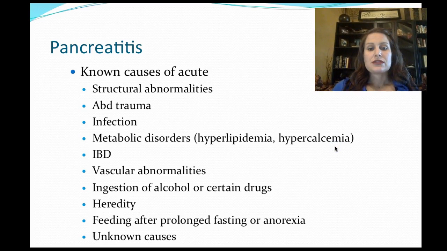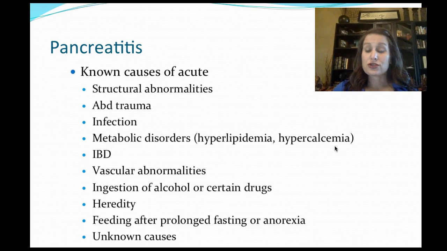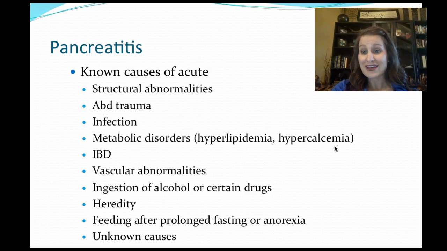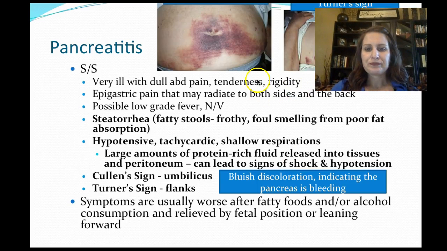There are some known causes of acute pancreatitis: structural abnormalities, abdominal trauma, infections, metabolic disorders, hyperlipidemia, hypercalcemia, IBD, vascular abnormalities, ingestion of alcohol or certain drugs. It could be hereditary, it could be feeding after prolonged fasting or anorexia. All of a sudden your body doesn't really know what to do with all that food or how to break it down, and it breaks down the pancreas instead. And then there's other unknown causes that we just don't know about.